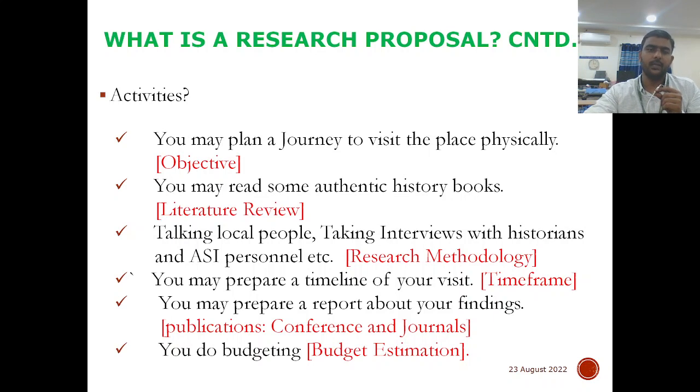So here you can understand the same things. You may plan a journey to visit the place physically, which means you need to have some objective. So what is the objective? The objective is to know the historical facts about the Charminar. So the objective should be defined. You may read some authentic history books, that is the literature survey you will do. Some persons may already have done some work and written some books, so you will do some kind of literature survey.